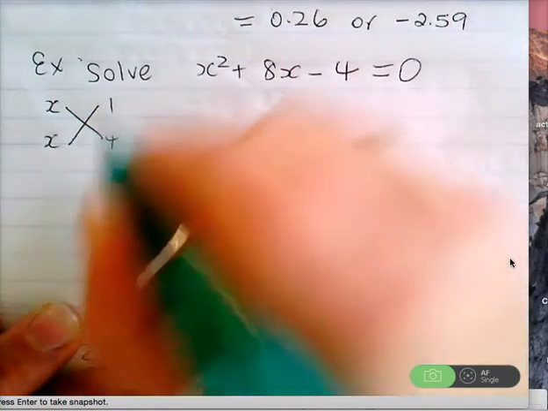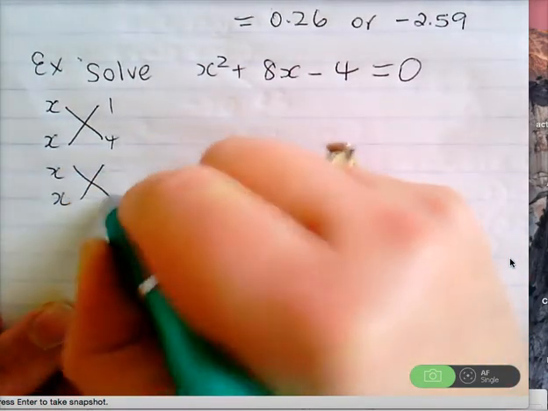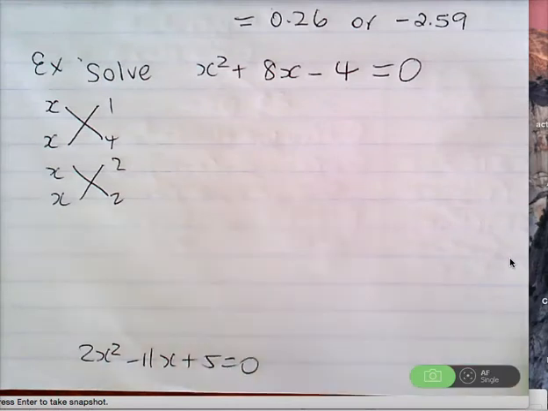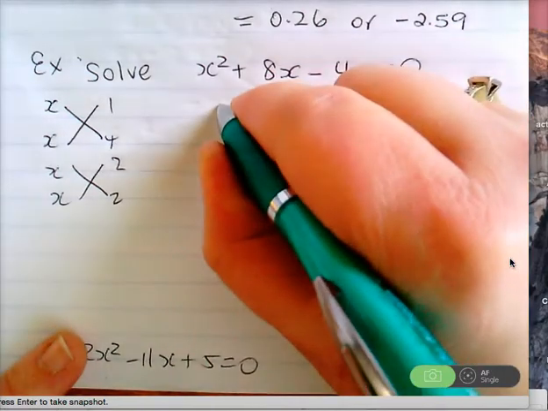Because if you go 4 and 1 or 2 and 2, it'll never work, no matter whether they're positive or negative. It doesn't matter. So no, the other method won't work either. Can we use the quadratic formula? It'll always work. Always.